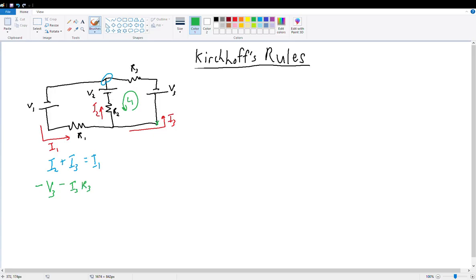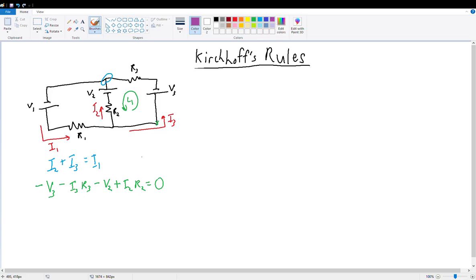Then we hit this junction and we're going to go down through V2. Again, if we're going down, that means we're going from positive to negative. So this is going to be minus V2. And then we're going to go down through R2. We're going down, but I2 goes up. If I2 is going up, but we're going down, we're going in the opposite direction, which is a positive. So this is going to be plus I2R2. And then we're back to where we started, so this must equal 0. So there's our second equation.